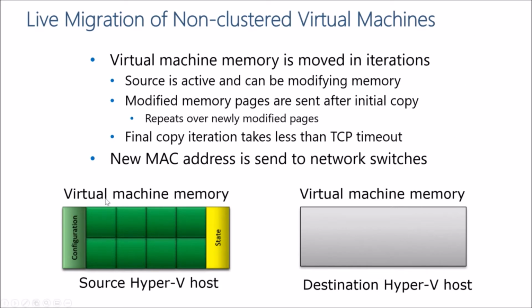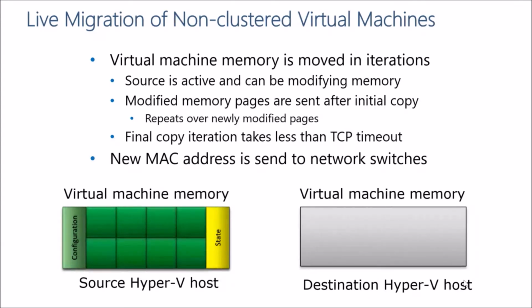It's running on Hyper-V 1, so it's using the memory and the CPU from Hyper-V 1. But we want to move it to Hyper-V 2. So what we need to do is copy those memory items to Hyper-V 2. Virtual machine memory is moved in iterations, in sort of turns or versions or lots. There are different ways of saying iterations.